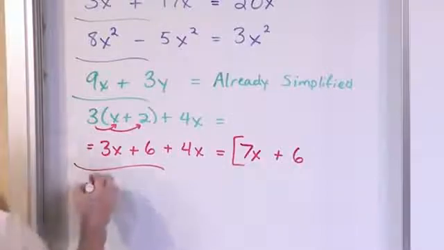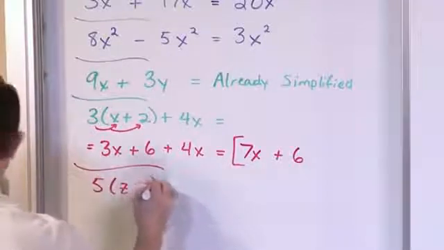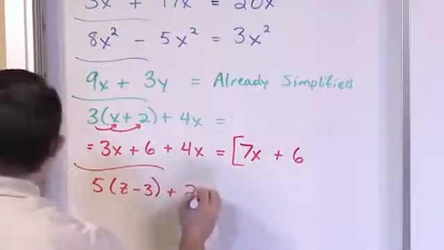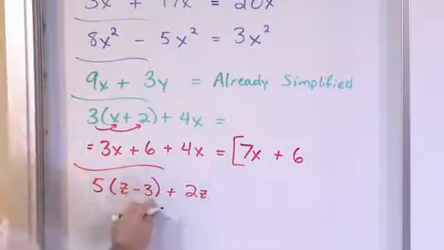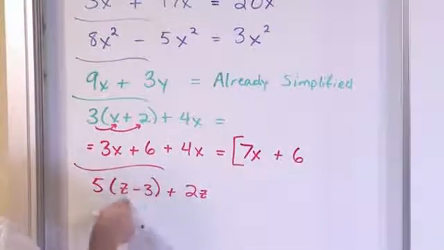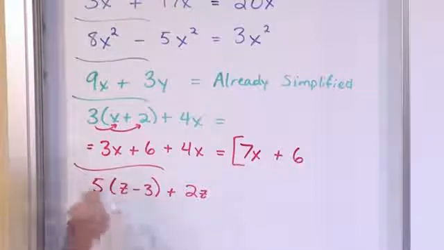Let's do another one like this. Let's say we have 5 parentheses z minus 3 plus 2 times z. How would you simplify this expression? Well, same thing. You look inside the parentheses and you realize you can't do anything with it. You can't subtract these because you have a z here and a 3, and you don't have a z near the 3, so you can't really add them or subtract them or anything inside of there.